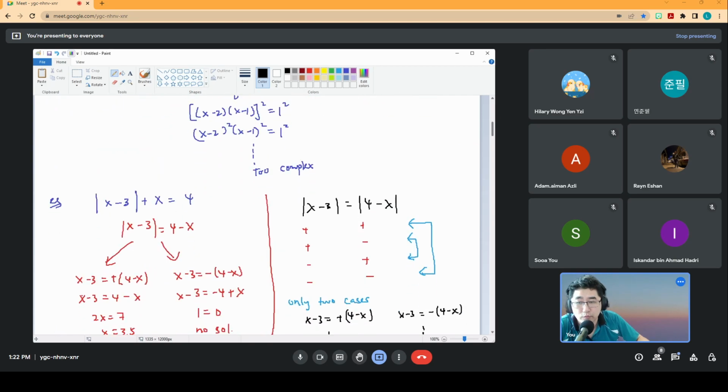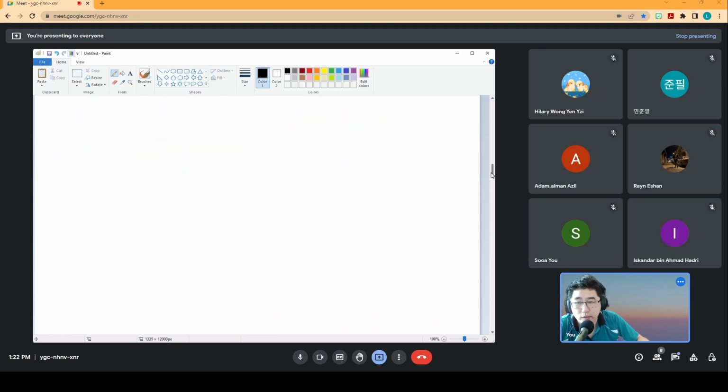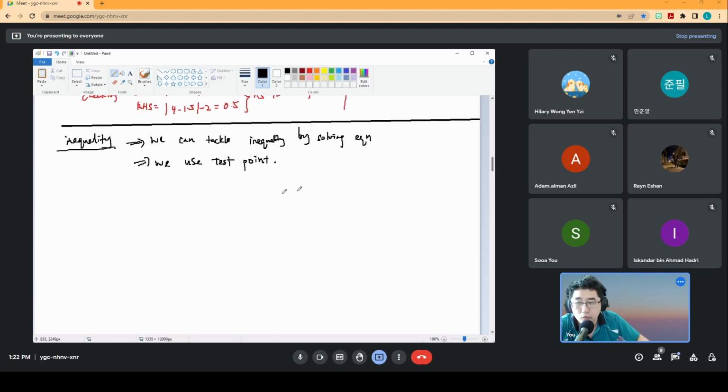Let's say modulus of x minus 3 equals 4 minus x. We managed to get x equals 3.5. Then I'm using 3.5 as my boundary, because we already solved it. So let's say the question is actually asking for modulus of x minus 3 is greater than 4 minus x. So what can we do?